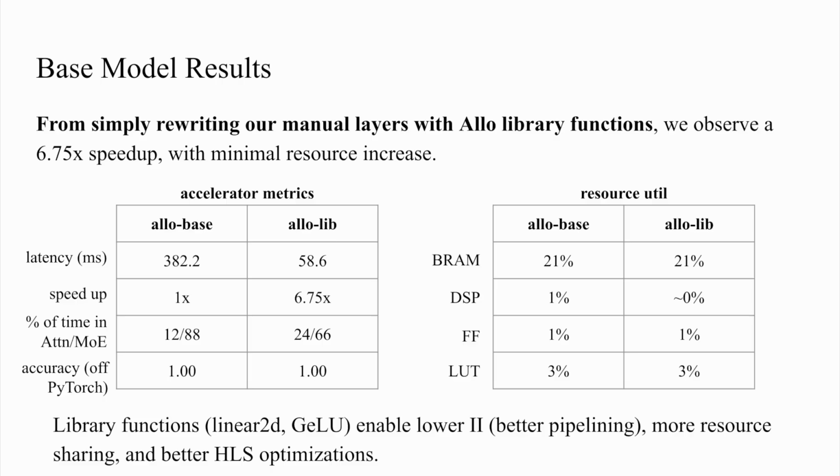Also, using randomized inputs, we compare these models to our PyTorch Godel model and see that the accuracy is 100%. The difference between the outputs of our model and the PyTorch model is on the order of 10 to the negative 7. Additionally, resource utilization stays around the same. With more resource sharing with Allo scheduling, the number of DSPs actually decreases. So now on to some optimizations.